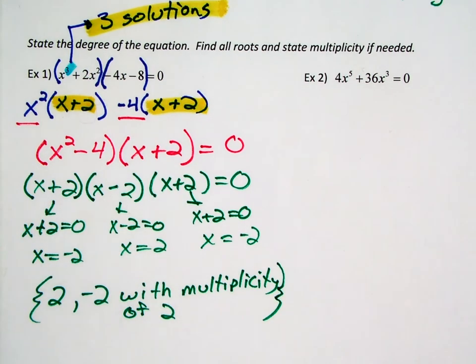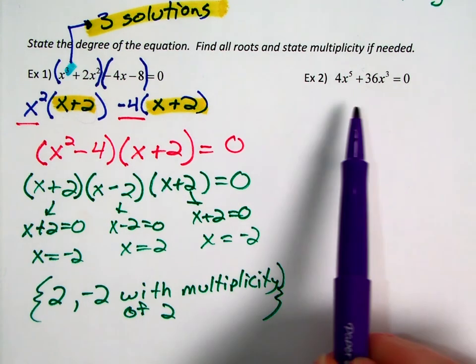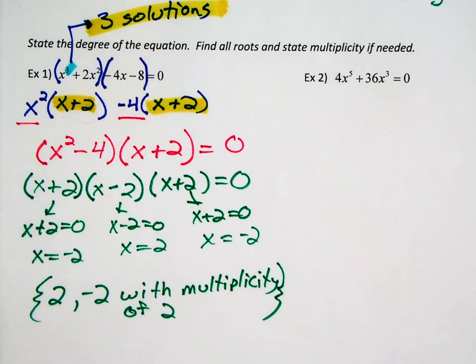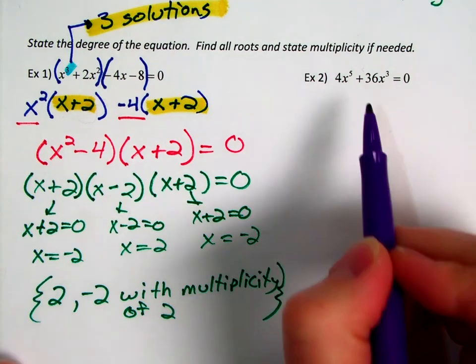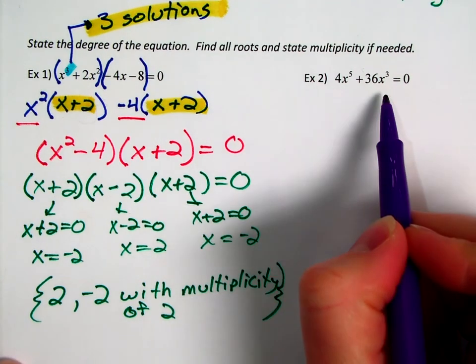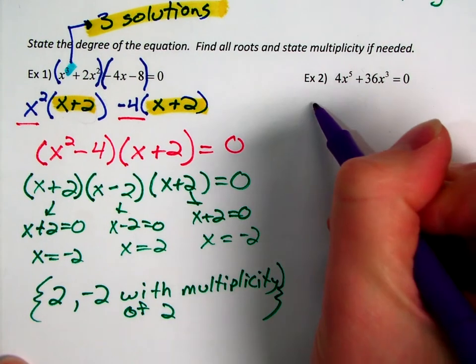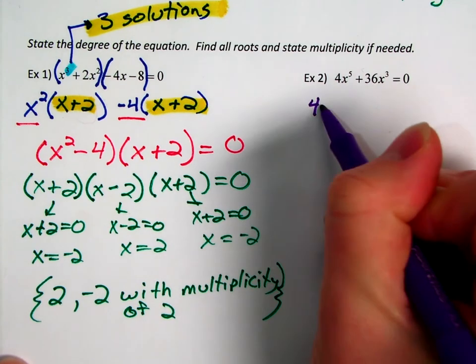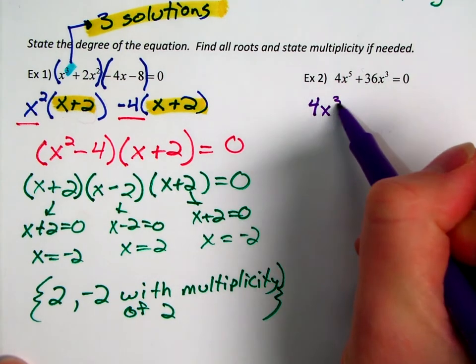Okay, so let's go ahead and look at example number 2. Now, example number 2 looks tricky at first, but remember, whenever you're factoring, you look for a GCF first. So in this case, when I go to factor, I see that there's a 4 and a 36, which tells me I have a GCF of 4. And then x to the 5th and x to the 3rd, so there's an x in common. The smallest exponent is 3.